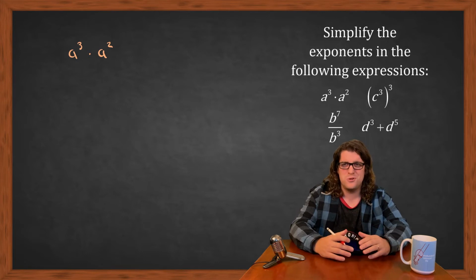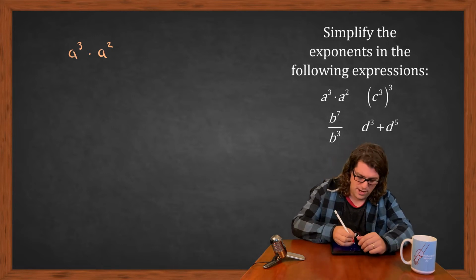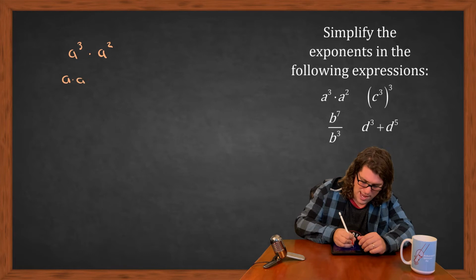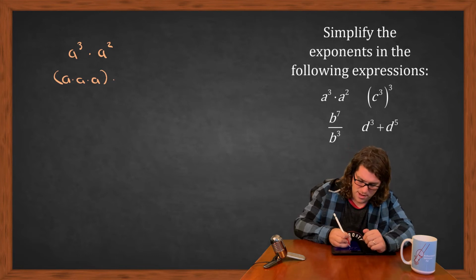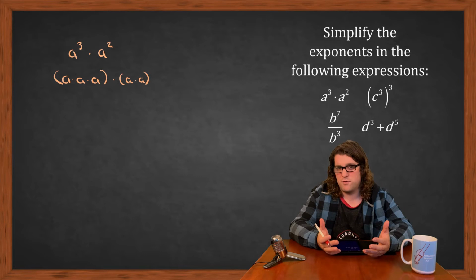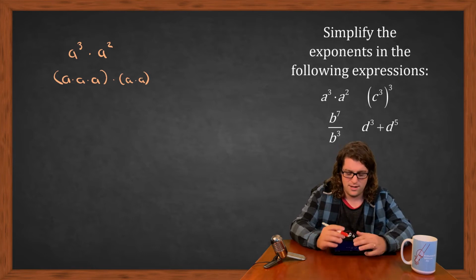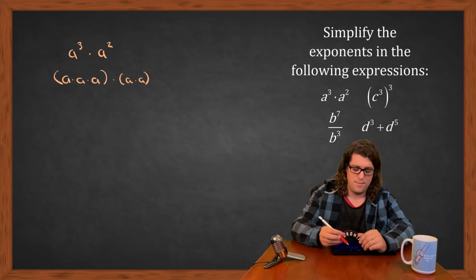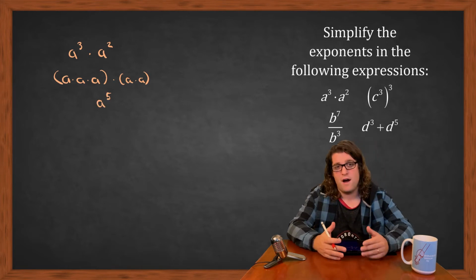Now, I'm going to try to give some sort of justification for each one of these rules as we go through it. So, the long way of writing a cubed times a squared would be a times a times a. I'm going to put a little bracket around it. Doesn't need it, but that's where that first group comes from. Times a times a. Which is the same thing as if there were no brackets there at all, which is a times a times a times a times a. And another way to say a multiplied by itself 5 times is a to the power of 5.